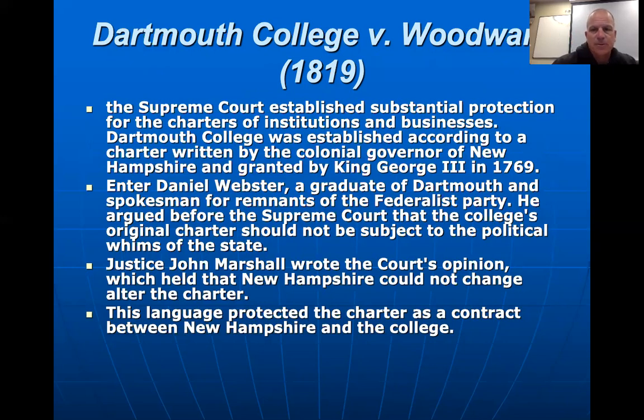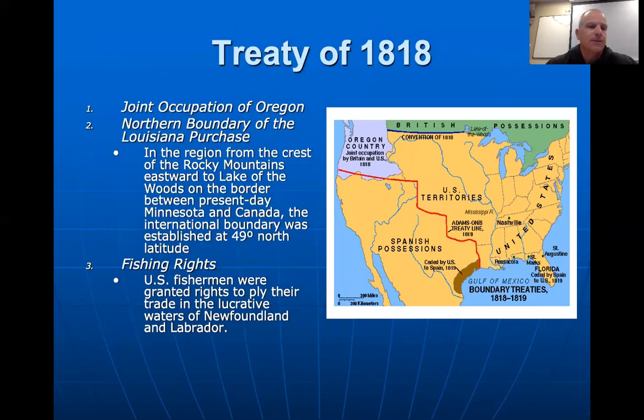Dartmouth College was established according to a charter written by the colonial governor of New Hampshire and granted by King George III in 1796. In short, New Hampshire tried to take this charter away and make it public, and the Supreme Court said that states cannot interfere with a charter. Once again, more power to the federal government, less power to the states.